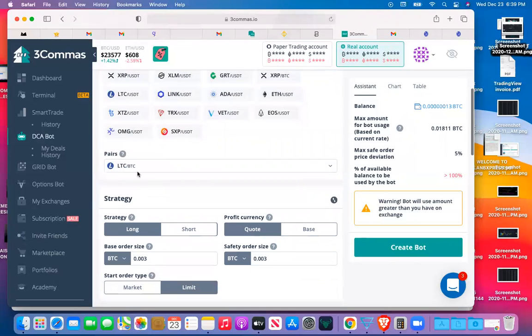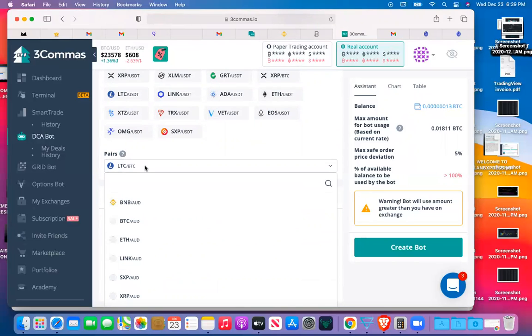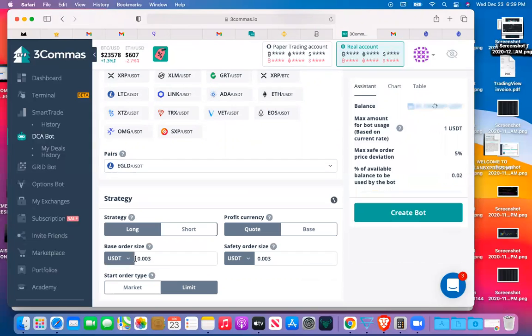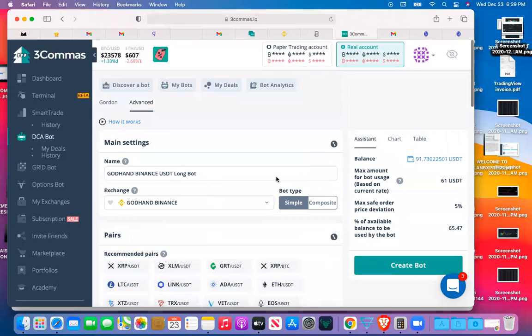Now, I want to go in for a different coin entirely. Now, you have to check the pairs. Which coin am I going for? I'm going to EGLD USDT. Now, what am I going to use this bot for?